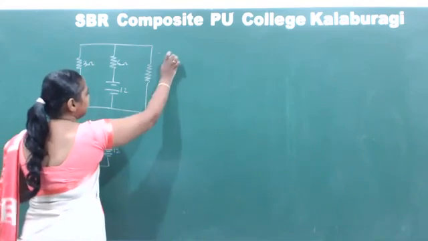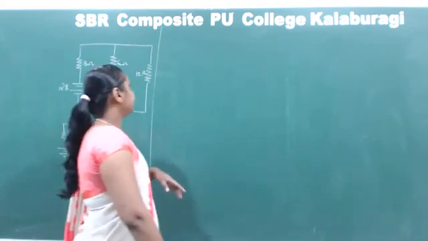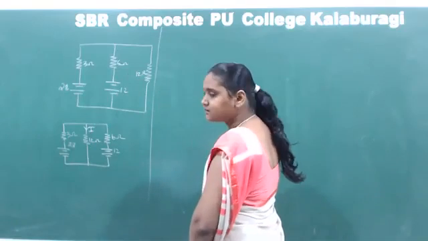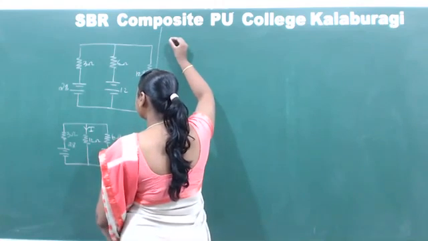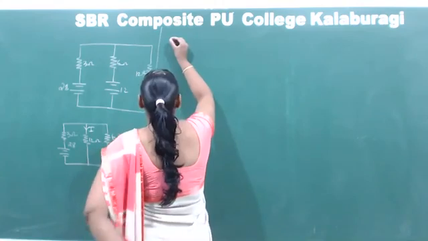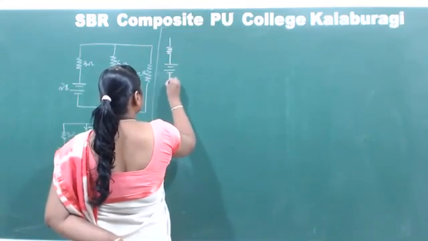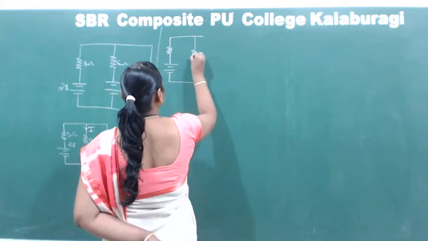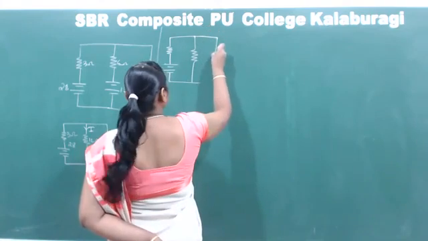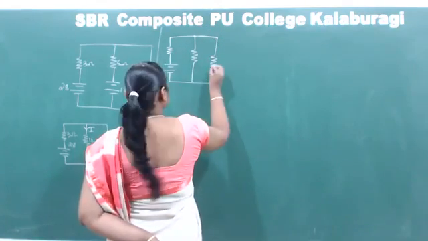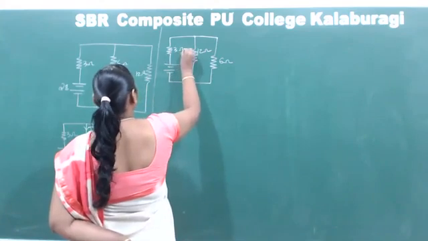For that we need to draw the I dash and I double dash circuits. Now I am writing the circuit for the calculation of I dash. For I dash, I am replacing this resistor by a short. So what I am left with is 3 ohm here, 28, 6 ohm, 12 ohm, 3 ohm, and 28.